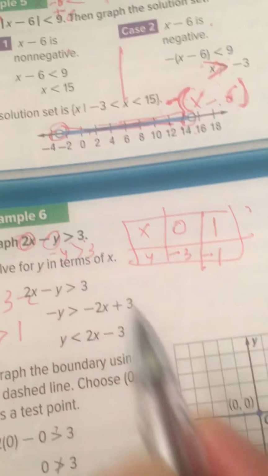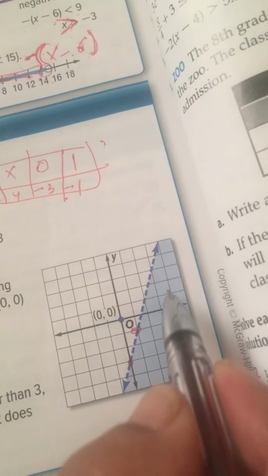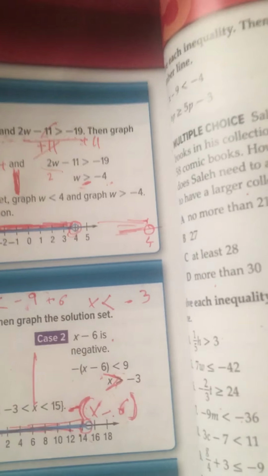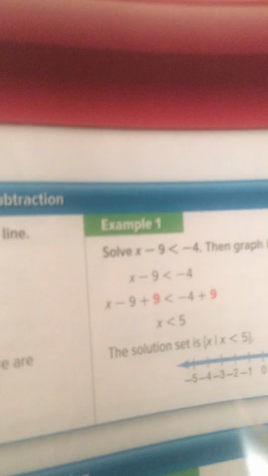0 is greater than 3? No. Away from 0 and 0. Shading down. You must practice these. Practice. Solve a lot of problems, please.